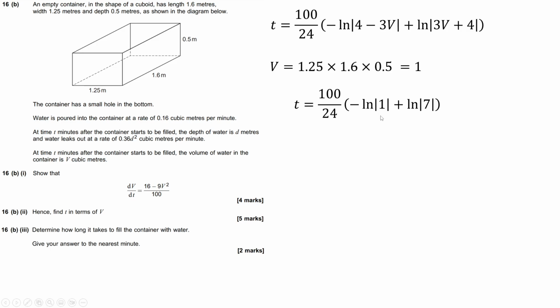Ln of 1 is basically just saying e to the power of what equals 1. Well, e to the power of 0 equals 1. So this entire thing just becomes 0. So you have minus 0 plus ln 7, so you've just got ln 7. Just put that into your calculator, you'll get 8.1 minutes, and then to the nearest minute it's just 8 minutes. That's the entire paper. Thank you for watching.